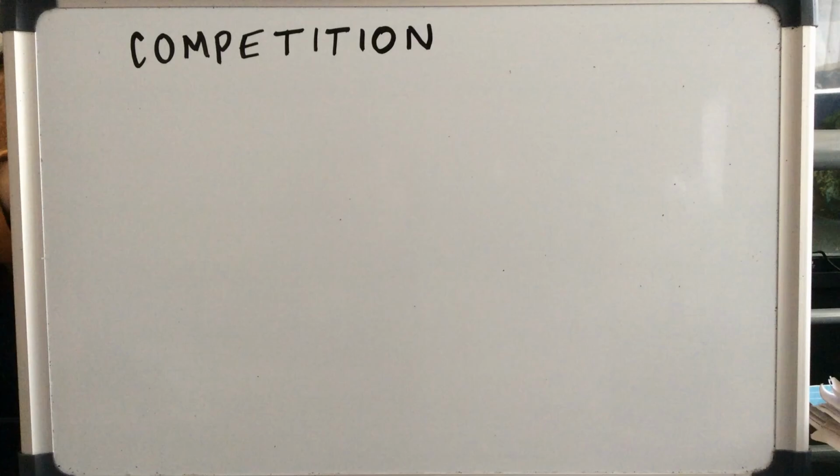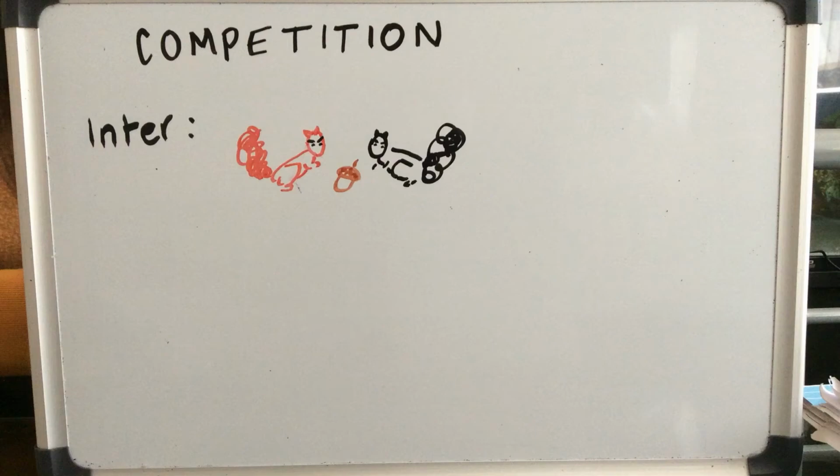Competition is an example of a biotic limiting factor. There are two main types of competition: interspecific and intraspecific competition. Interspecific competition occurs when two or more different species compete for the same resource, which results in a reduction of the resource available to both populations.